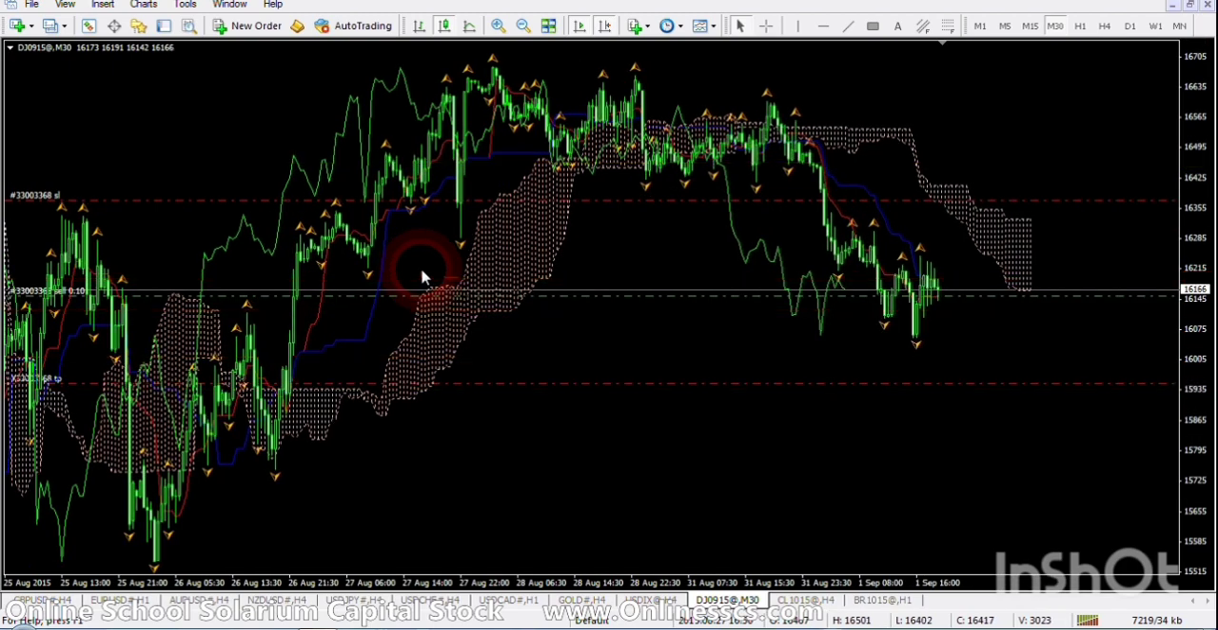You can even put a sell stop. We put a sell stop here. If this breaks, it will open a sell position for me. Okay.